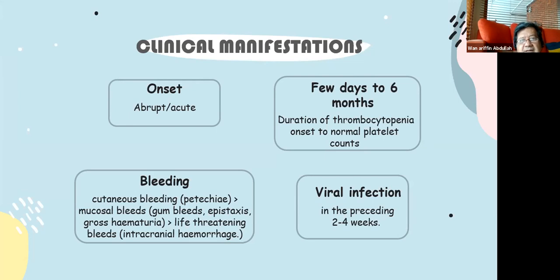Right? And in the past, the treatment for ITP was to try to prevent this life-threatening bleed. Not to prevent petechiae, not to prevent some small mouth or nose bleeding and all that, but to prevent intracranial bleed. So that's very important.